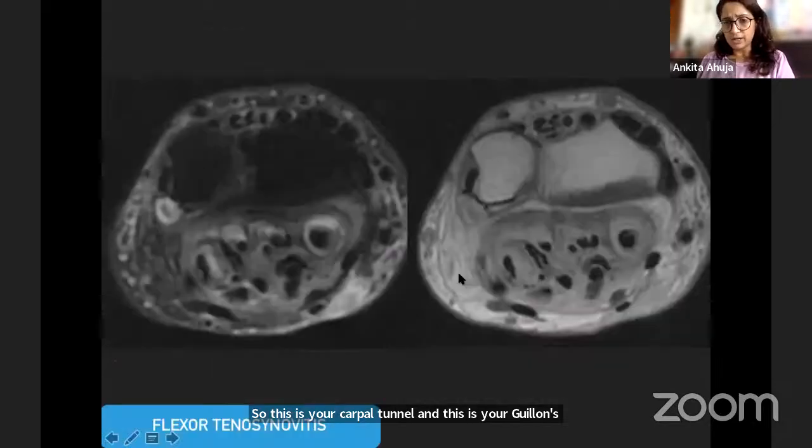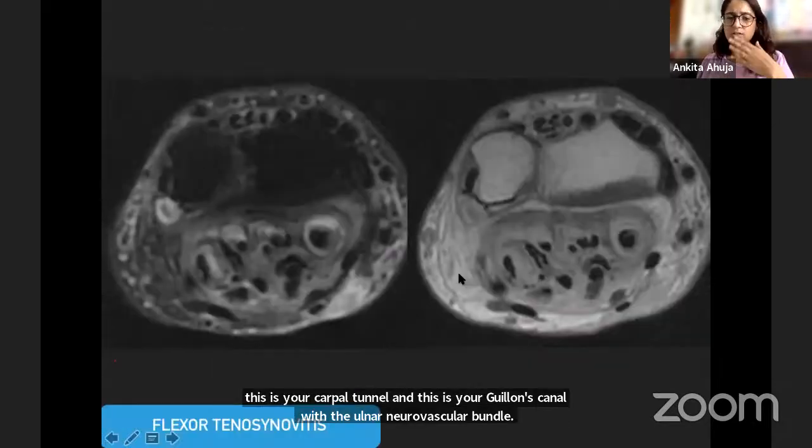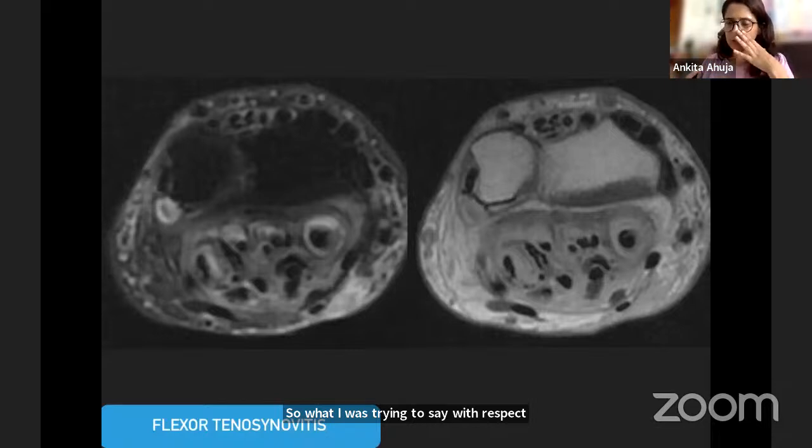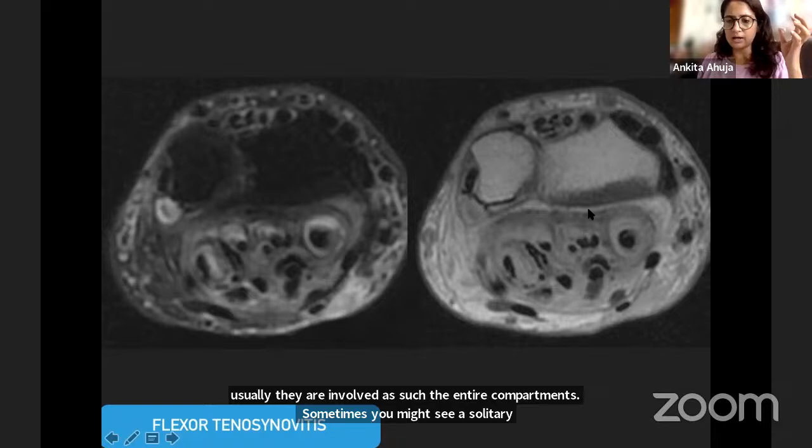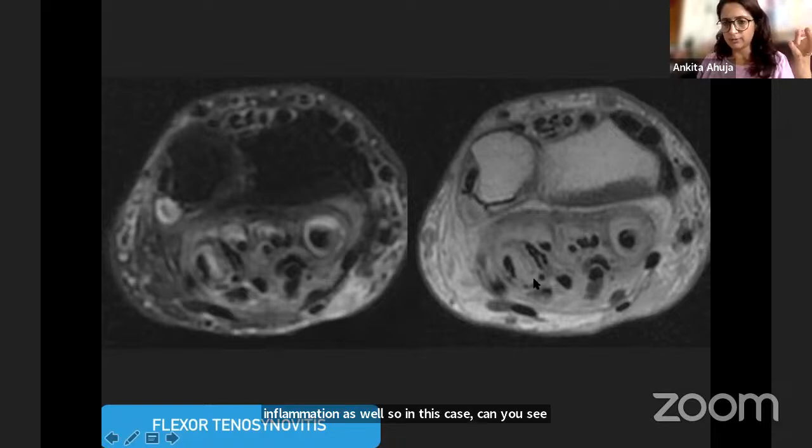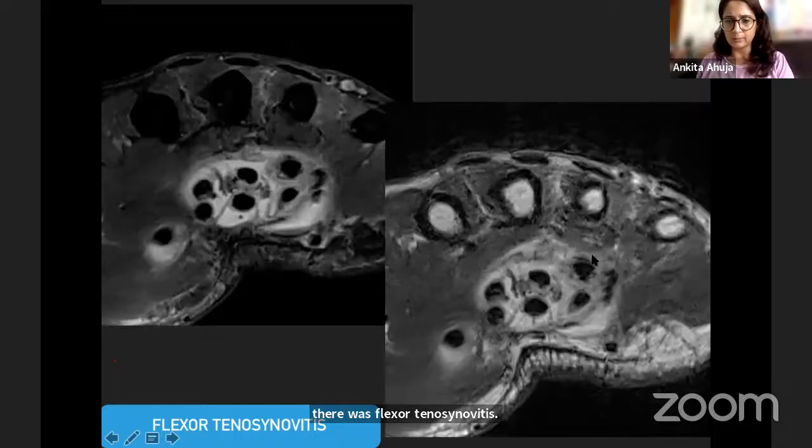So what I was trying to say with respect to pathologies is that usually they involve the entire compartments. Sometimes you might see a solitary inflammation as well. So in this case, can you see the entire compartment is involved and there is a lot of inflammation. There is a lot of fluid along with some synovial thickening. Actually, this was a case of known rheumatoid arthritis, and that's why there was flexor tenosynovitis. So you see certain scenarios like this in which the flexor compartment is involved.